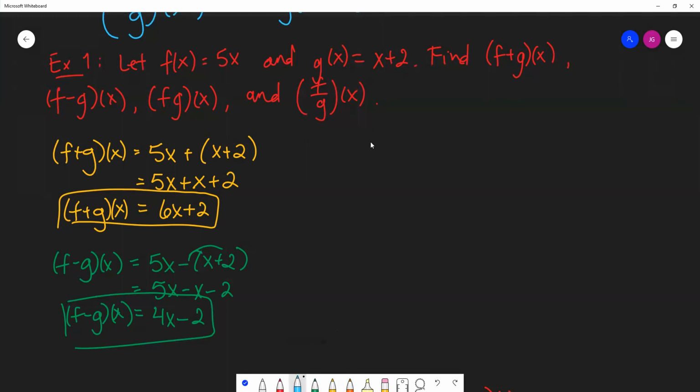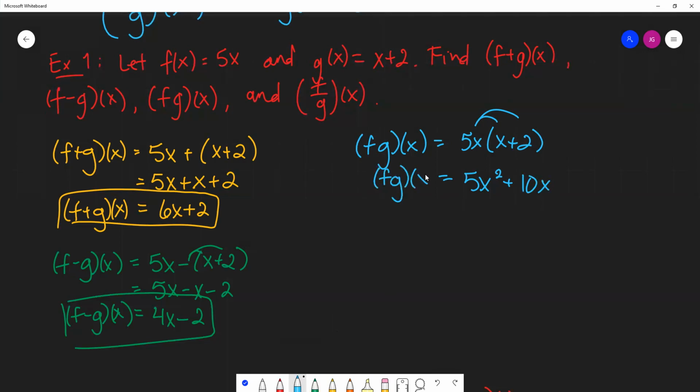Multiplication function, so that's f times g of x. I do exactly that, 5x times x plus 2. Here all we need to do is distribute because the first factor, the first function, is just one term. 5x times x plus 2, that's going to give us 5x squared plus 10x. That is our multiplication function. Very nice. Not too bad.